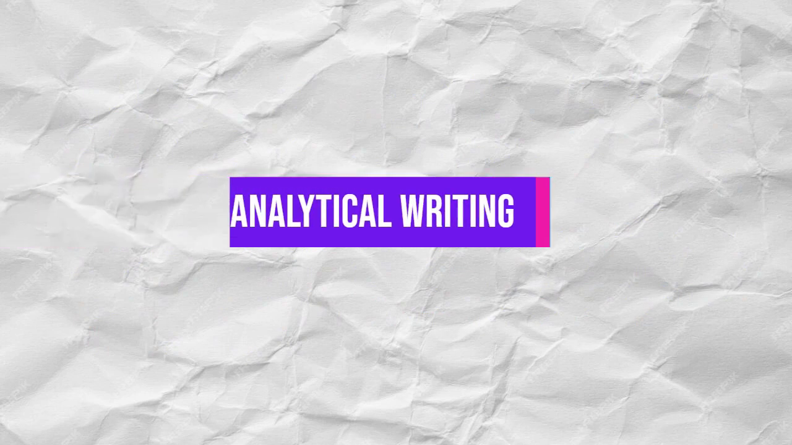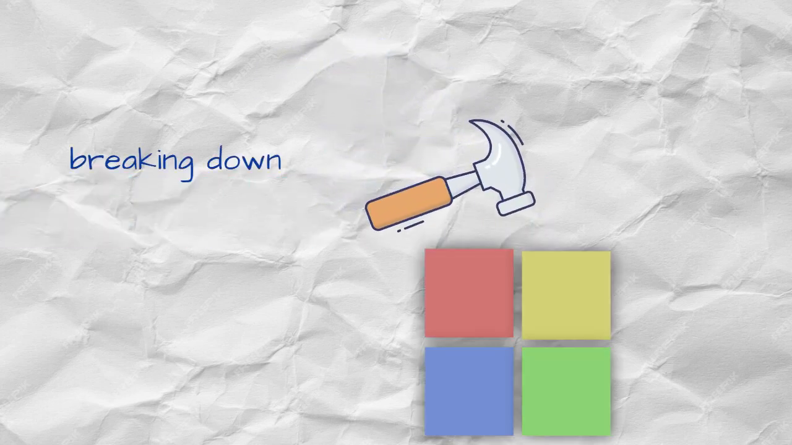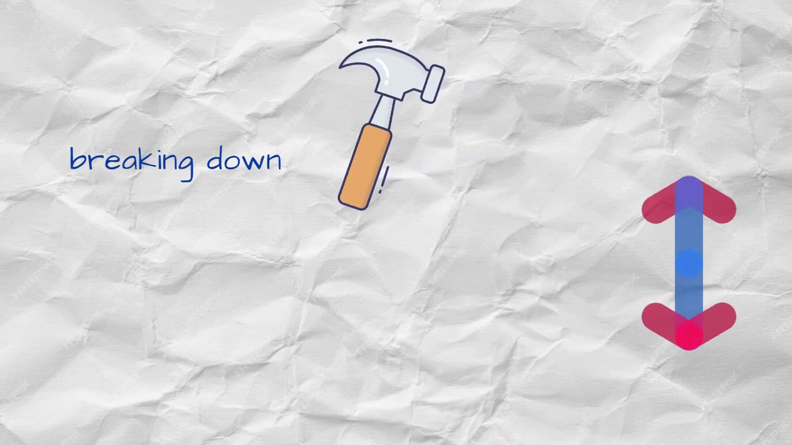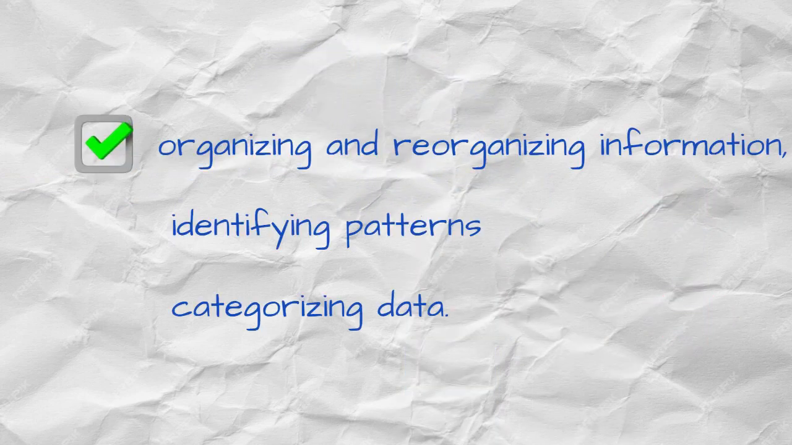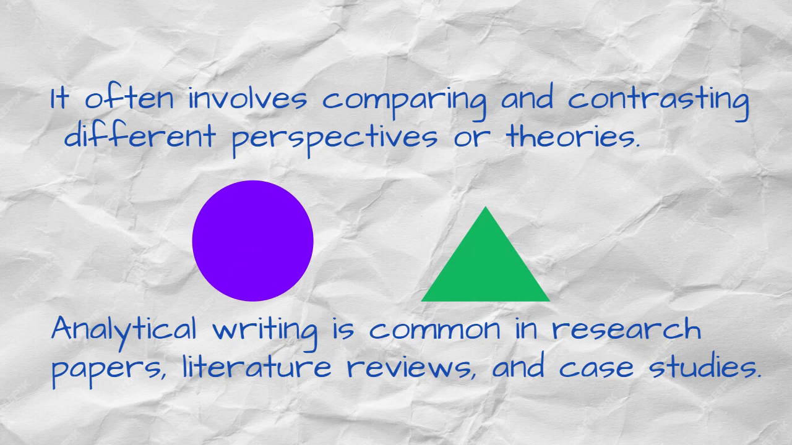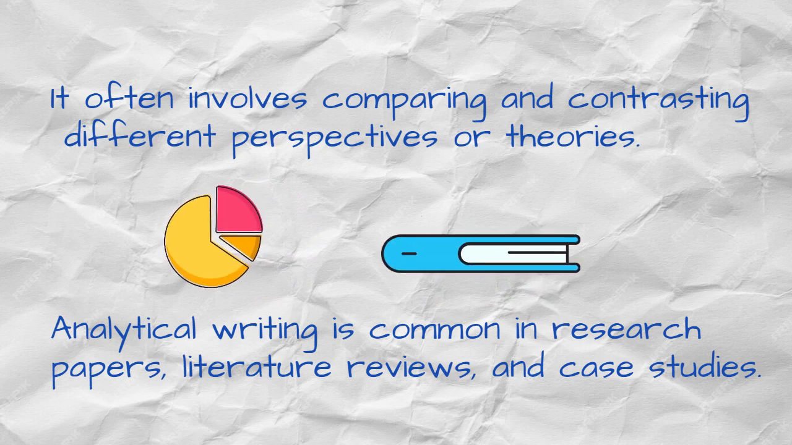Analytical writing goes beyond description and requires critical thinking and analysis. It involves breaking down a topic or issue into its constituent parts, examining relationships, and drawing connections. Analytical writing requires organizing and reorganizing information, identifying patterns, and categorizing data. It often involves comparing and contrasting different perspectives or theories. Analytical writing is common in research papers, literature reviews, and case studies.